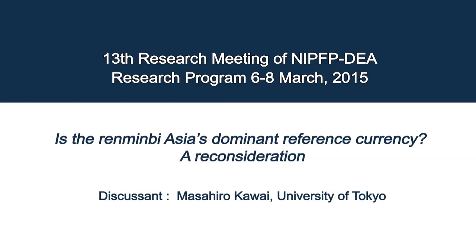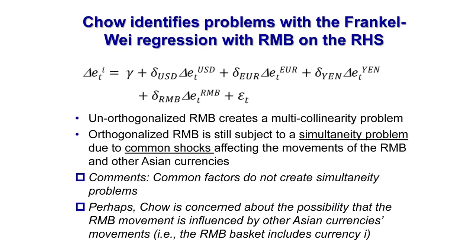Just briefly recapping what she has done. She identifies problems with the Frankel-Wei regression with the renminbi included on the right-hand side. If the renminbi exchange rate is a non-orthogonalized exchange rate, then it creates a multicollinearity problem.